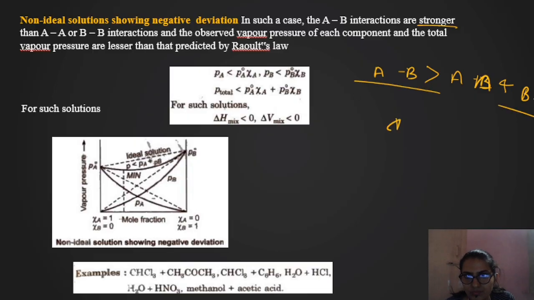And again, change in volume is greater than 0. Change in enthalpy is also less than 0. Okay. And total vapor pressure is less than the sum of the vapor pressures of its components. Right. So here you will see minimum deviation. It means the slope or this curvature is downward. Curvature is downward. So here we have some examples: nitric acid and water, ethanol and acetic acid, and many more.